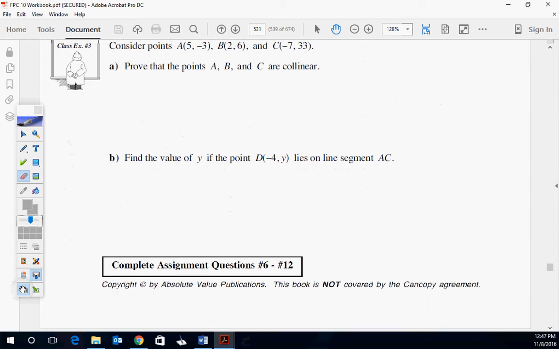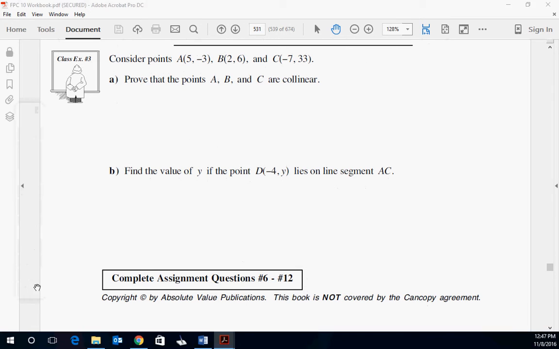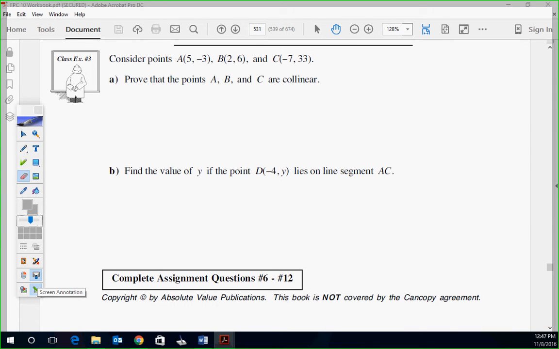Consider the points A(5, -3), B(2, 6), and C(-7, 33). Prove that points A, B, and C are collinear. How would we prove that then? What have we been doing this whole section? Yeah, we want to find the slope of all three of them compared to each other, and they should all be the same. We want to know, are A, B, and C all on the same slope line? So let's find the slope from AB, and AC.